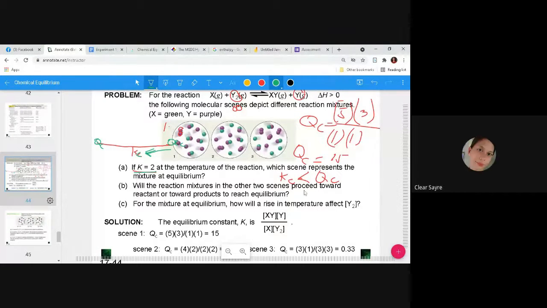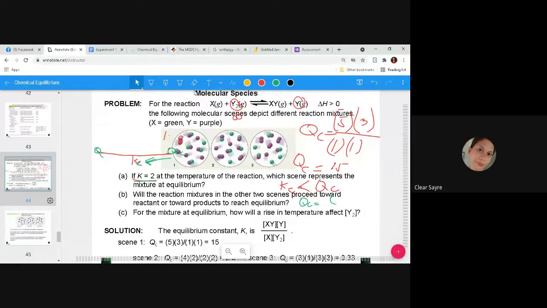Number 2. The X is also XY. XY: 1, 2, 3, 4. So it's 4 XY. Green and purple. 4 times Y. Y is two. Y is purple. Two.